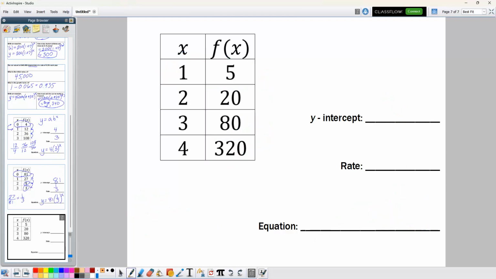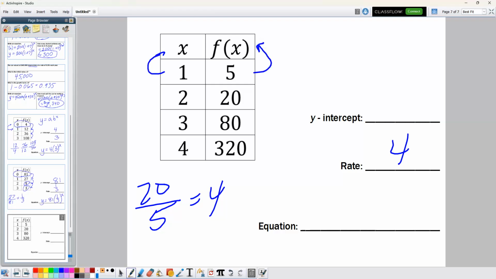Last example right here, and it's just a little bit different. Why is this one different? Because it starts with 1 as my x instead of 0. So I don't know what my y-intercept is right now. I could tell what my rate is. I could say 20 divided by 5, that equals 4. Or 80 divided by 20, or 320 divided by 80, that equals 4. That's my rate. But I have to figure out what the number is for my 0 term up here.